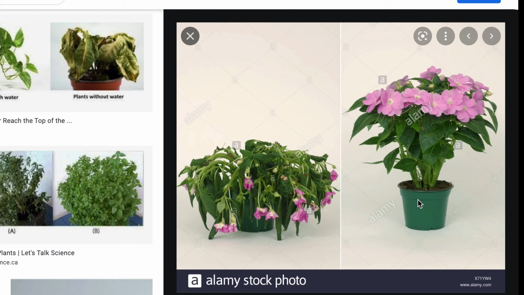So when the water helps the food come up, it brings nutrients to the leaves and to the stem and to the flowers, and that's why they're able to grow. Without water, we can't take all the nutrients and food up to the plants. So that's why these plants, the flowers, are dying.